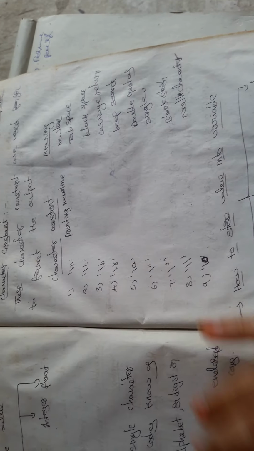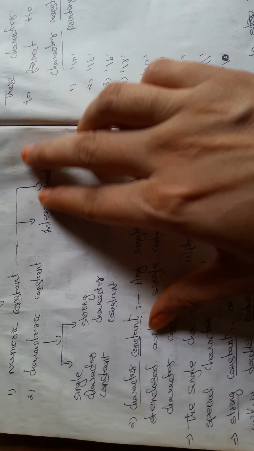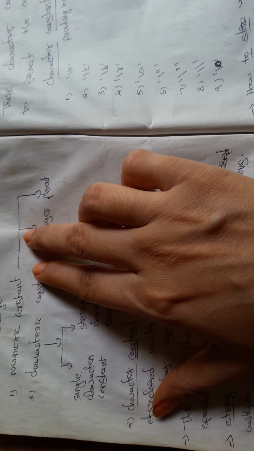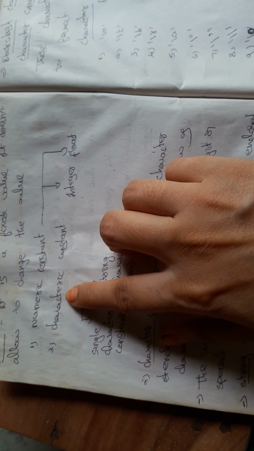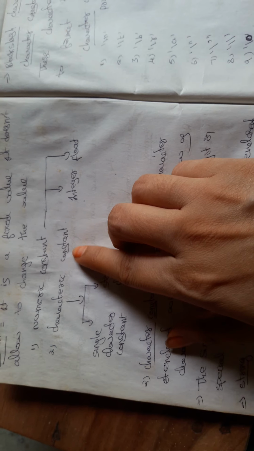It should begin with an alphabet or underscore. It should not be a keyword. Got it? And similarly we have a constant, which means a constant value. It's a fixed value. It does not allow changing the value. There are two types of constants: one is numeric, the second is character constant.